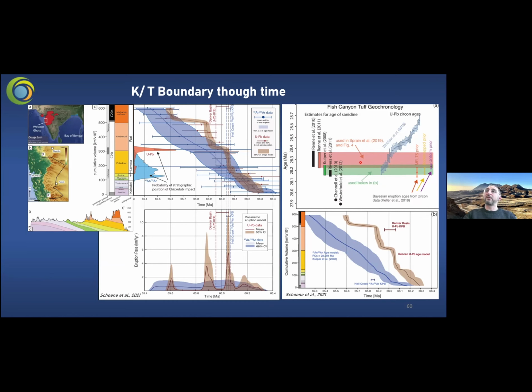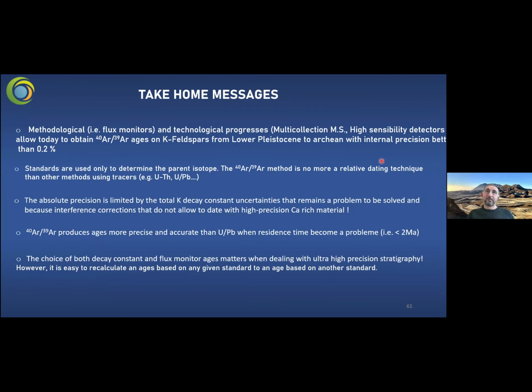So where is the truth? I would say that both of them within uncertainty agree. So there's still this problem. What is the age of Fish Canyon? I don't know. So these are the take-home messages that I would like to share with you.